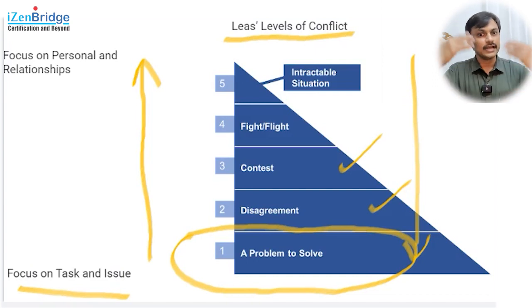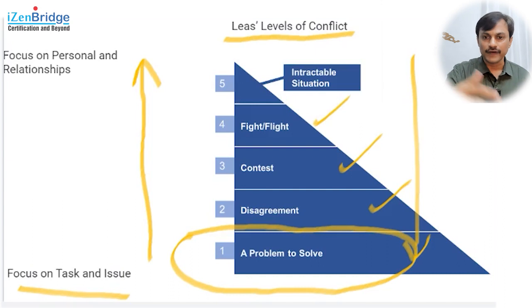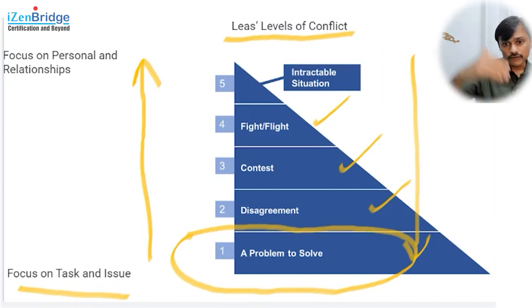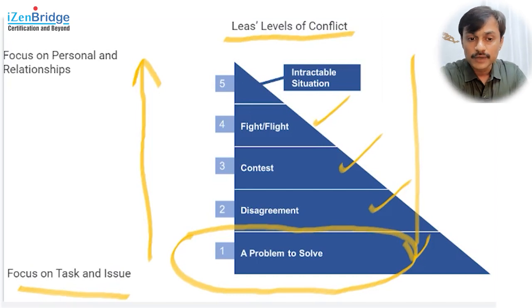And if it gets further, then people start focusing on fighting or flighting. Either they lose interest in the work, or they start fighting with each other. And if we go further, then it becomes something where there is no return. Probably we need to remove someone from the team, then only it can come to a desired level. So my focus as a project manager, I don't let conflict go high, because as conflict goes to a higher level, our focus is becoming more on personal and relationship, and we are losing focus from the task or the issue at hand.